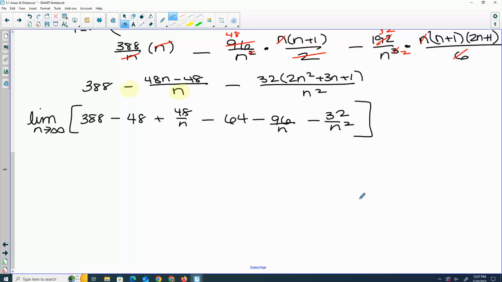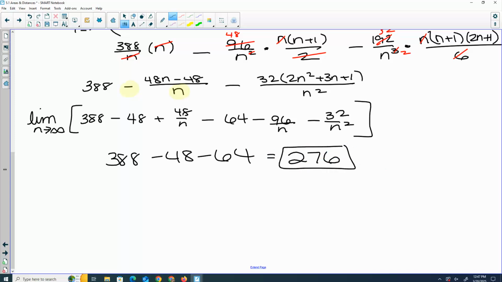Oh my goodness. Lots of algebra. But we're pretty much done, because as n goes to infinity, anything with an n on the bottom goes to 0. So I get 388 minus 48 minus 64, which is 276. So the exact area is 276.